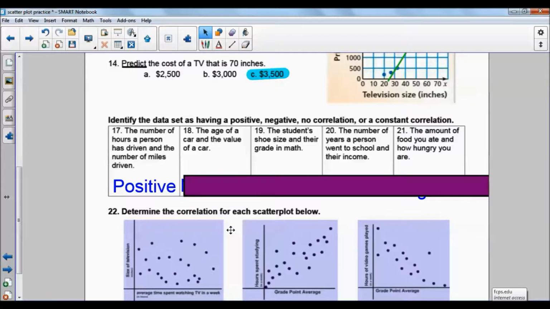The age of the car and the value of the car. Well, the older a car gets, the less it's worth. As soon as you drive it off the lot, it's worth less money. So that's actually going to be negative, right? As the age gets higher, the price is going to drop, so it's going to go down.